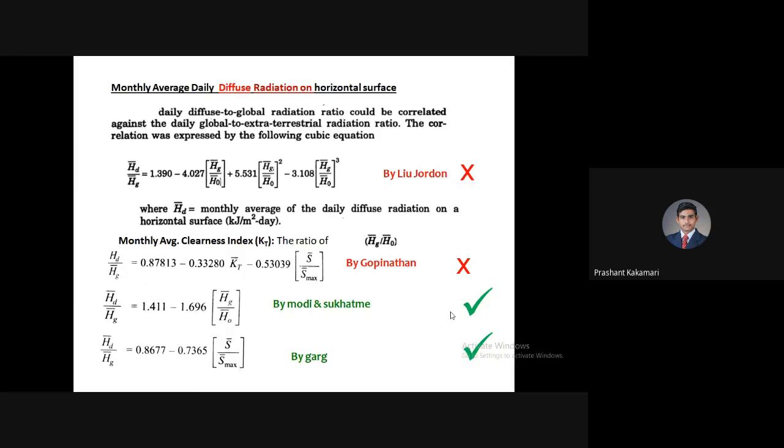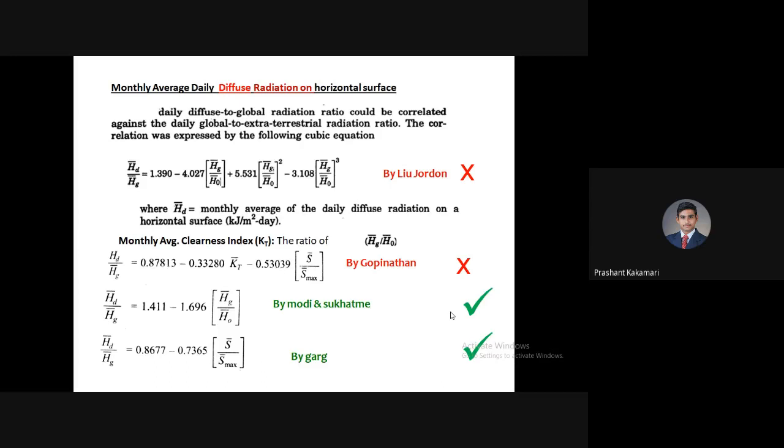So when you go for the measurements and compare those results with the calculations using the Modi-Sukhatme or Garg equation, they have a very low percentage of error, very near to the measured values. So for that purpose, we can refer to these two equations, or out of these two, you can remember any one and solve the problems. That is possible, provided that for the Garg equation we know the sunshine hours ratio, or for the Modi and Sukhatme equation one knows the daily global radiation and the extraterrestrial radiation. If one knows these ratios, he can substitute in the given problem and solve it. So I'll just read these two equations.